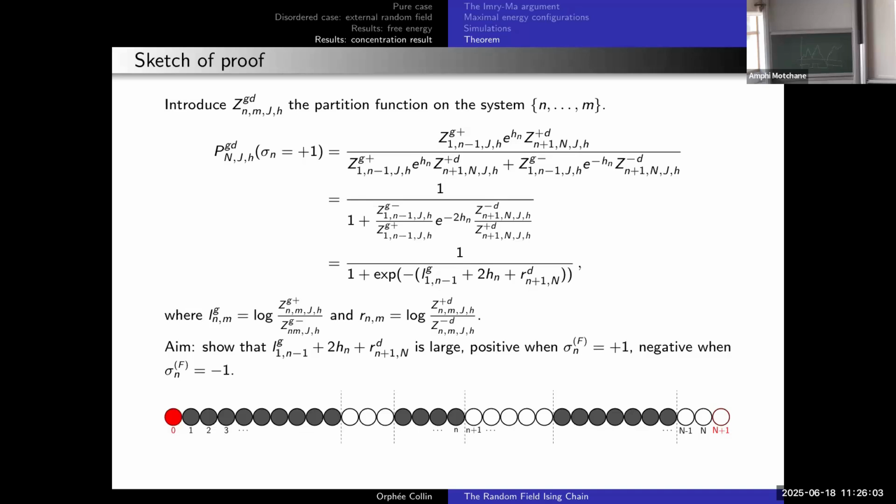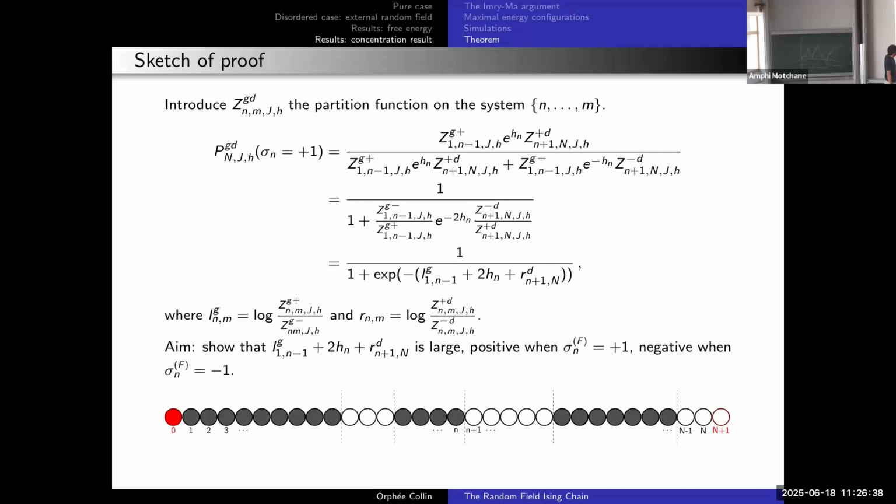Now if I divide everything by the numerator, I get 1 over 1 plus this quotient, the exponential of -2hn, which is not so important, and this quotient. So I'm just going to denote this quotient as exponential of -l 1 to n-1, and this quotient as exponential of -r n+1 to n, with these notations.